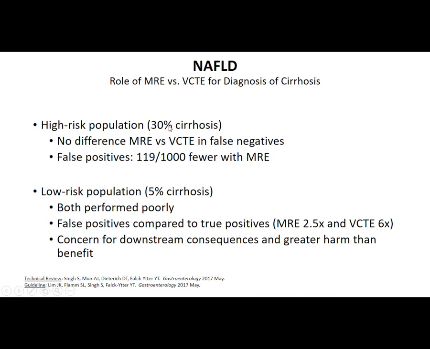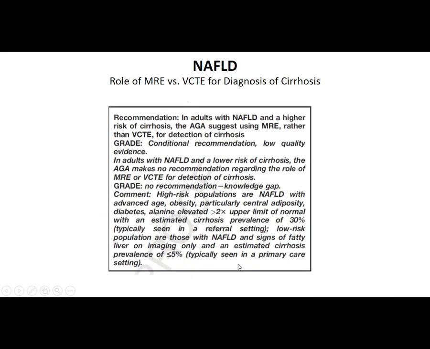So the way we looked at this was a high-risk population and a low-risk population. 30% cirrhosis, false positives, 119 out of 1,000 fewer with MR elastography. Low-risk population, both of them performed poorly. False positives compared to true positives, MRE was 2.5 times higher and VCTE was 6 times higher. And there's also concern for downstream consequences and greater harm than benefit.